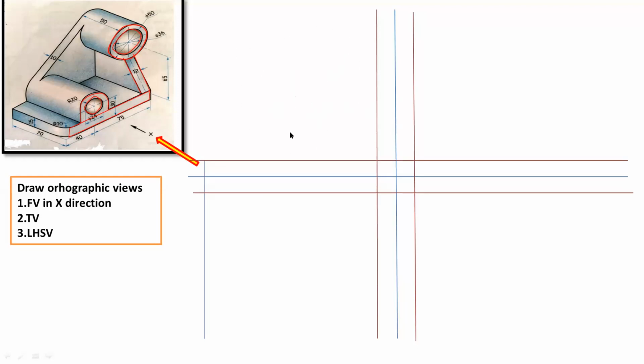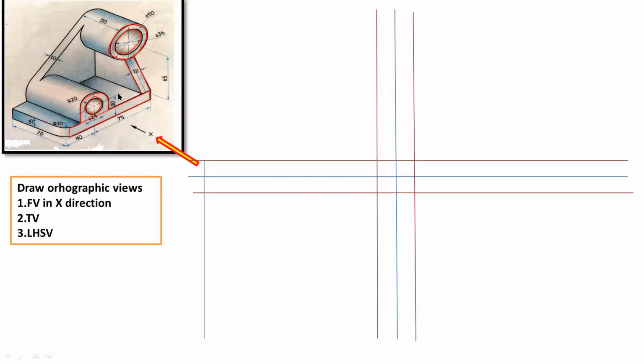So if you draw the front view in the second quadrant, then we can draw the left-hand side view on the right side. That will be in the first quadrant. Okay. But if you draw the front view in the first quadrant, then we cannot draw the side view, because the side view will be on the right side.